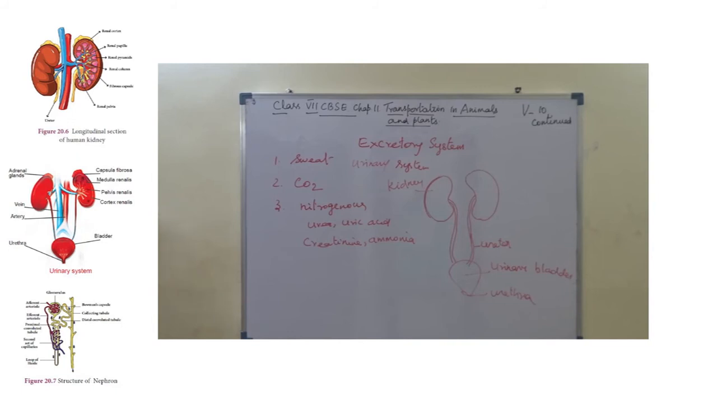That is for the excretory system. What do you know about the excretory system? It is eliminating which products? Nitrogenous products such as urea, uric acid, creatinine and ammonia. I hope I am clear.